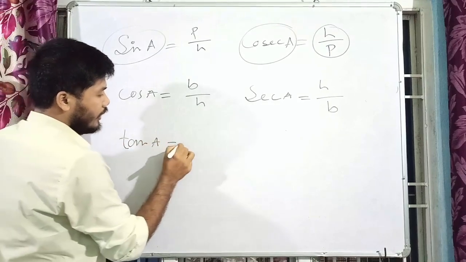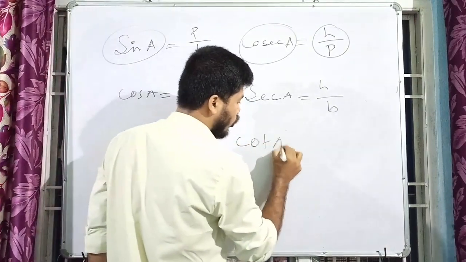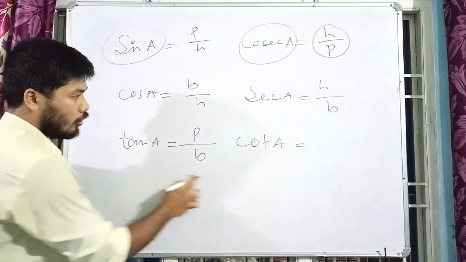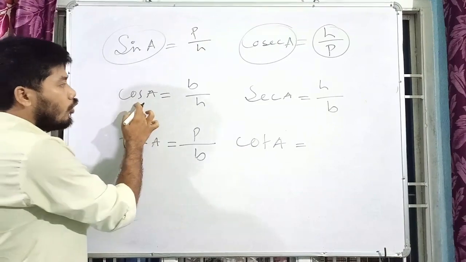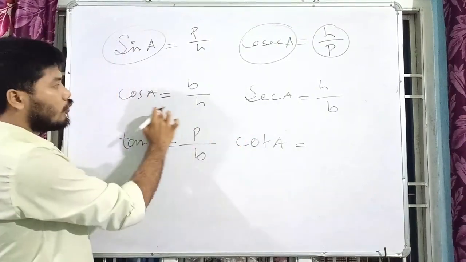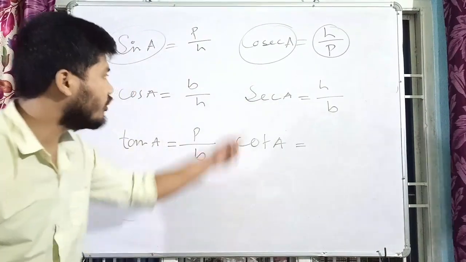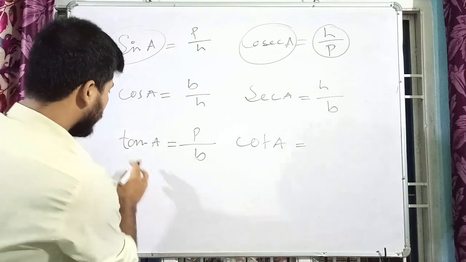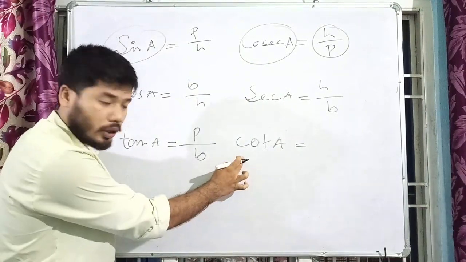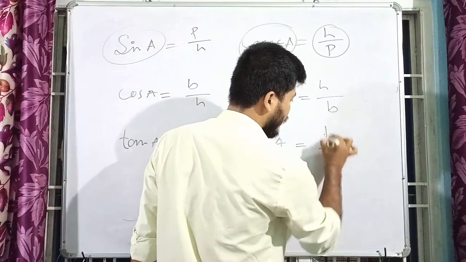Similarly, tan A is equal to P by B, and opposite of tan A is cot A. What is the opposite of cot A? Tan A. Opposite of cos A, sec A. Opposite of sin A, actually not opposite, this is reciprocal. We can call it opposite, but this is actually reciprocal. So reciprocal of tan A is cot A. So reciprocal means B by P hoy jabo, right?